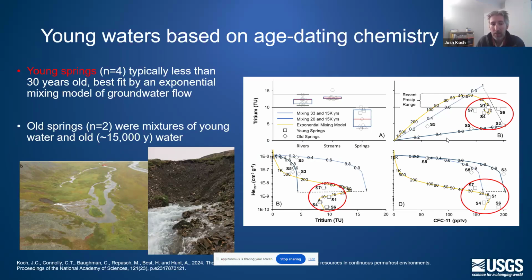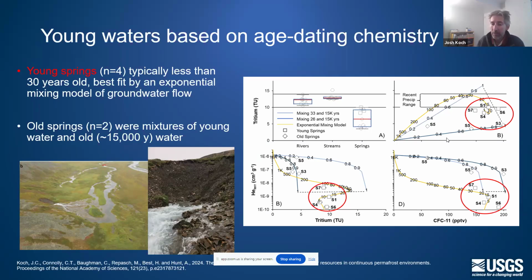Two of our water sources, or two of our springs, had much older water. And so these are the diamonds that fall outside of the range of these red circles. And so these were found to be best explained as a mixture of water that's young, around 30 years old, and then some older water. Here we use the end member as 15,000 years. And so the blue lines attempt to bracket these waters.